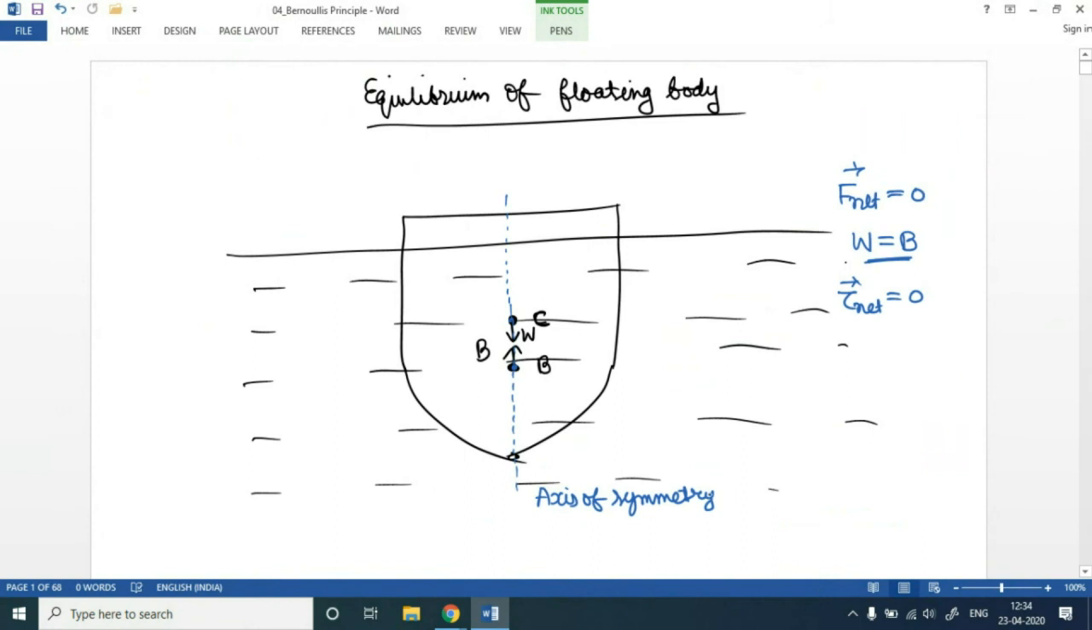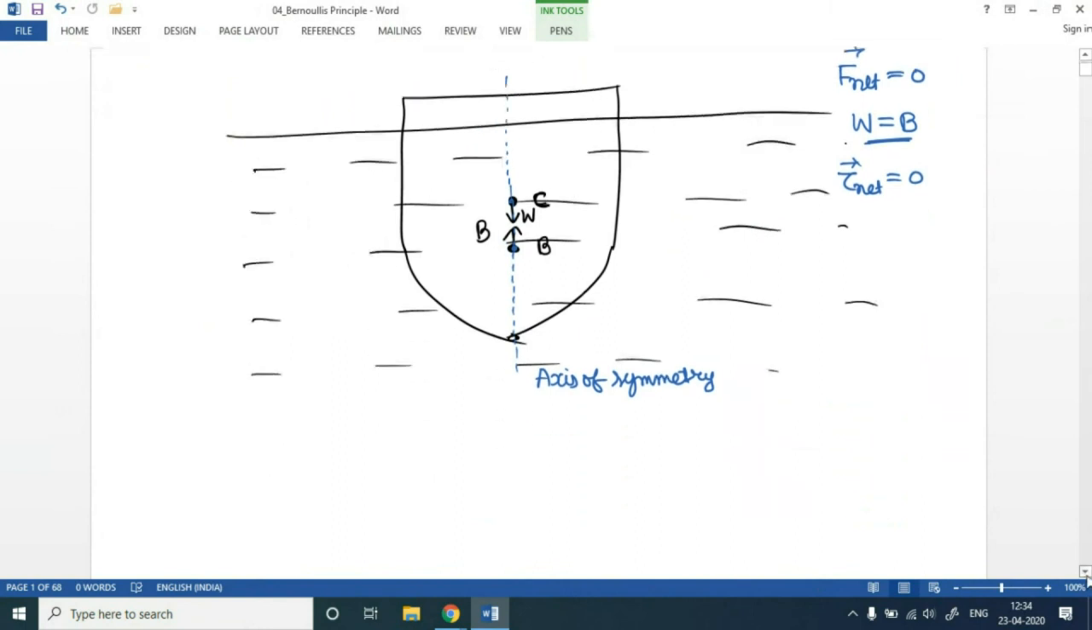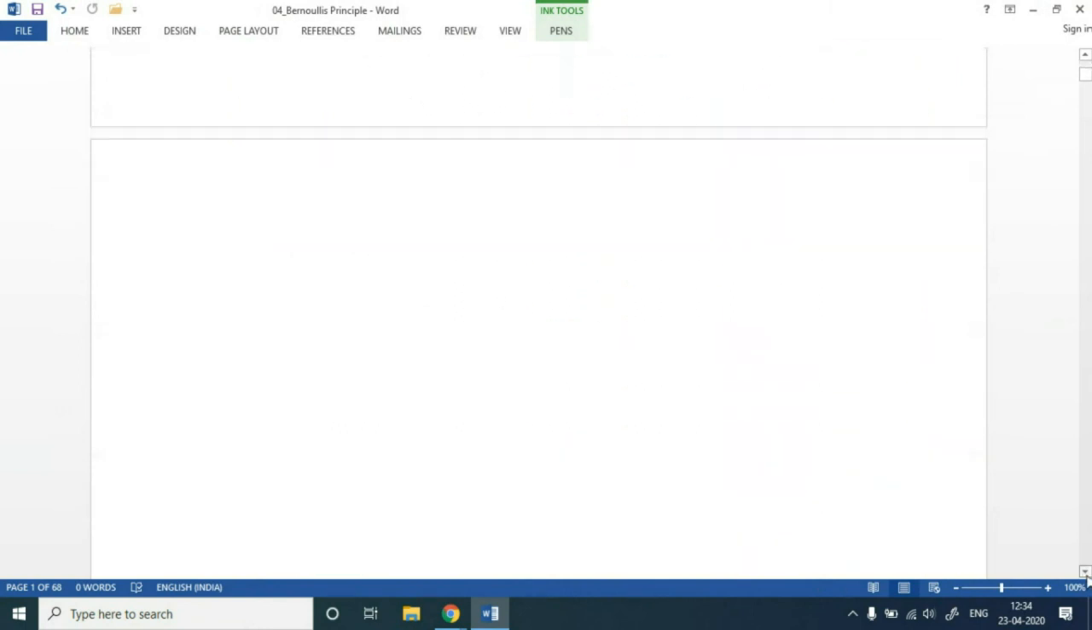Now we wish to investigate, if we disturb this body slightly, whether some restoring force will act on it or not, so that it can be brought back to its original position. So we want to investigate the stability of this equilibrium. Different cases we can consider.